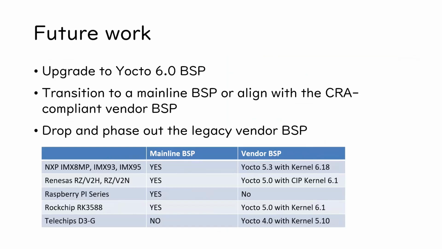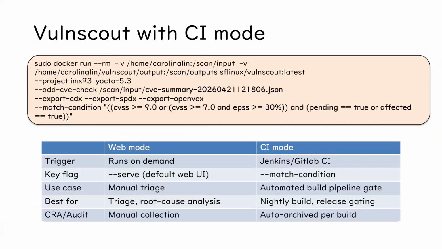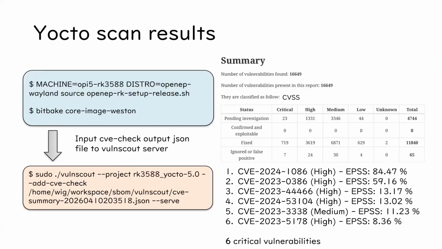For future work, we will upgrade to Yocto 6.0. It's an LTS release for our e-paper project, and transition to the mainline BSP with the CRA, and we will drop and phase out the legacy vendor BSP, just like scenario 2, the Rockchip BSP. The vendor BSP is too old, I think.